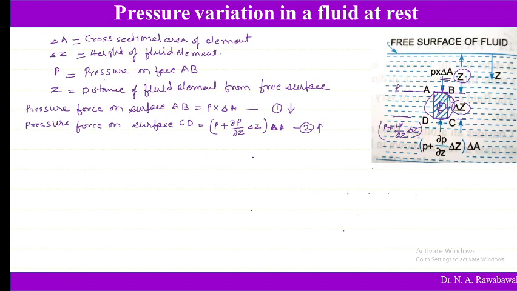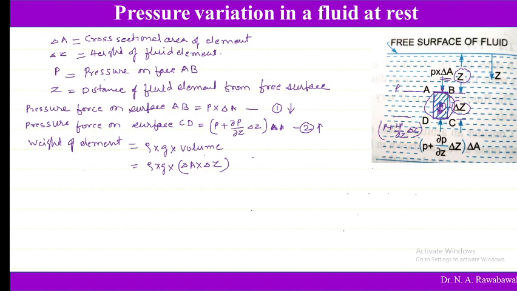Self weight is acting from its center of gravity in the downward direction. So the self weight of the element, or weight of the element, is given by density rho into acceleration due to gravity g. This gives us weight density, into the volume of this element. So this is rho into g into the volume of this element, which is given by delta A into delta z. So cross sectional area is delta A and height is delta z. So this gives us volume.